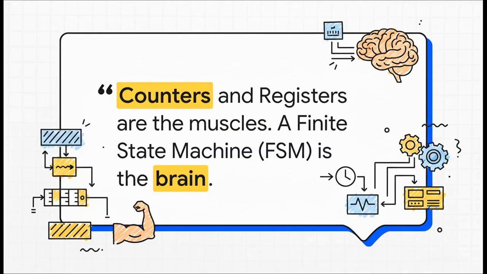I love this analogy. Think of the registers and counters we've been talking about as the muscles of the system. Well, the FSM, that's the brain that coordinates them all. It's the boss. It tells them when to store, when to shift, and when to count, and it makes those decisions based on inputs from the outside world and its own current state.